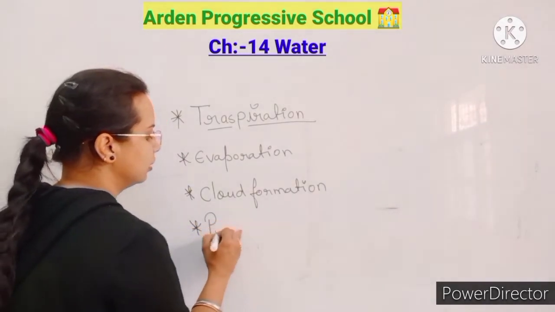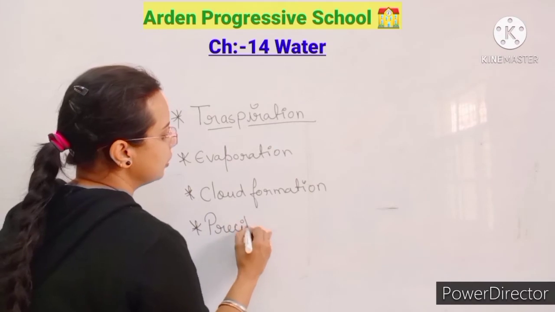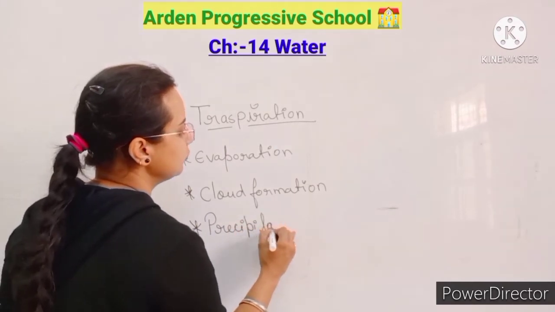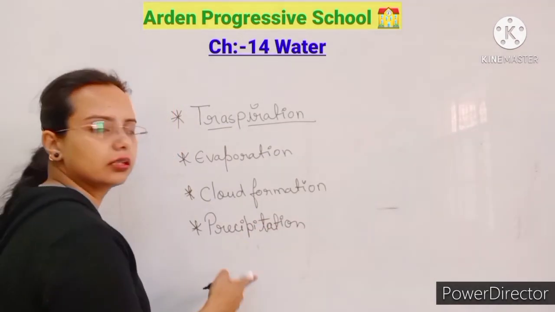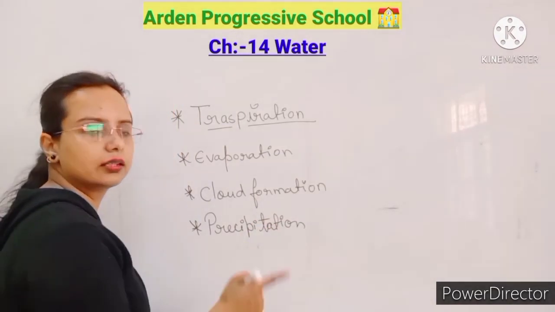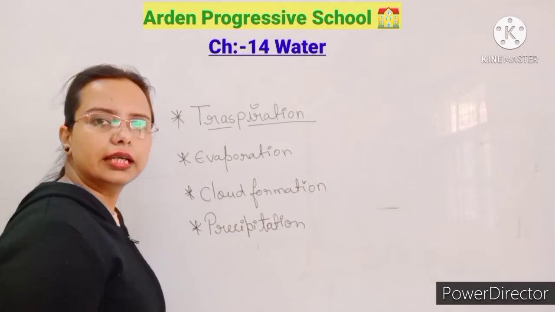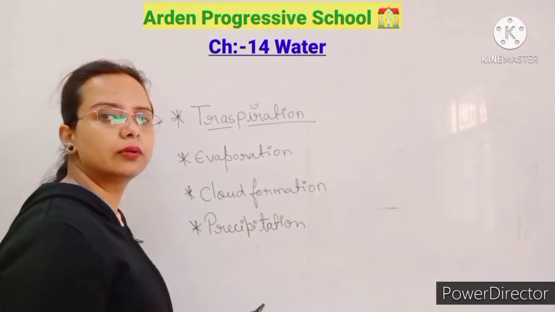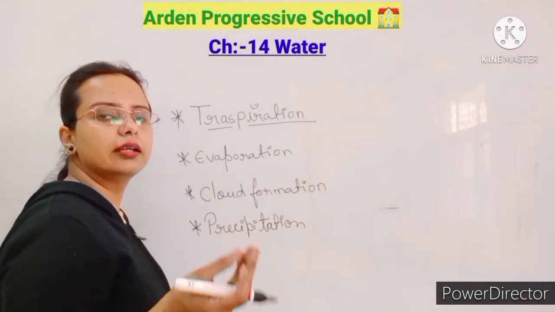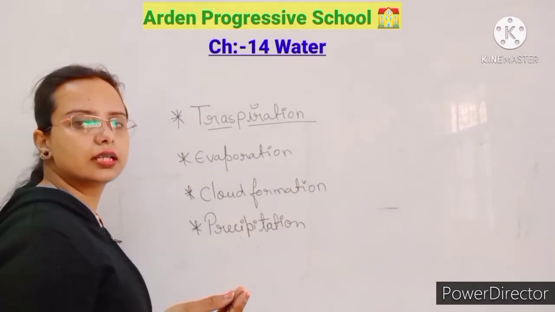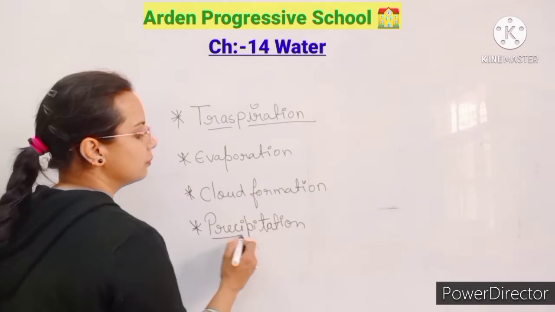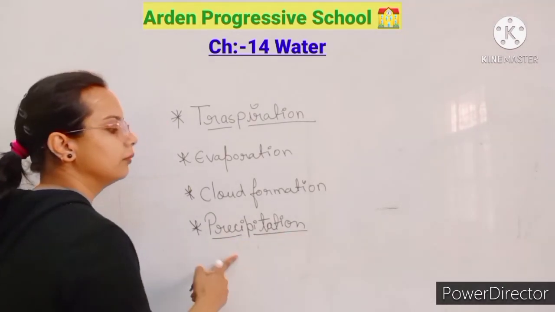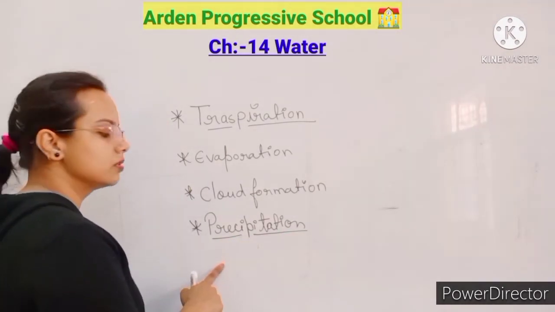That is precipitation. Precipitation can be in the liquid form, that is rain, or it can be in a solid form, hail or snow. Hail, in Hindi we call it ole, and snow, you know it. So precipitation is of two types: it can be in the liquid form or in the solid form.